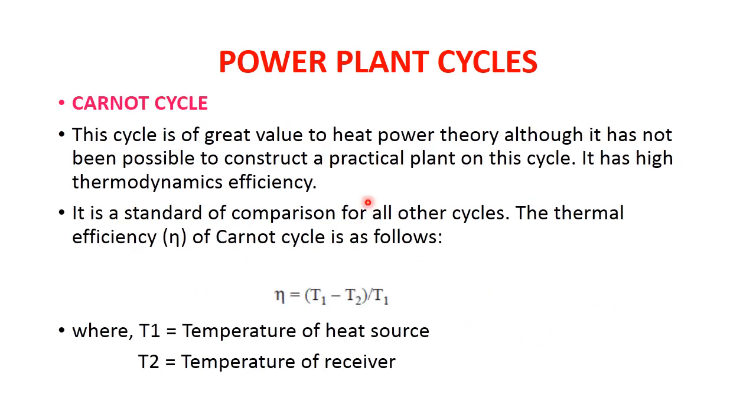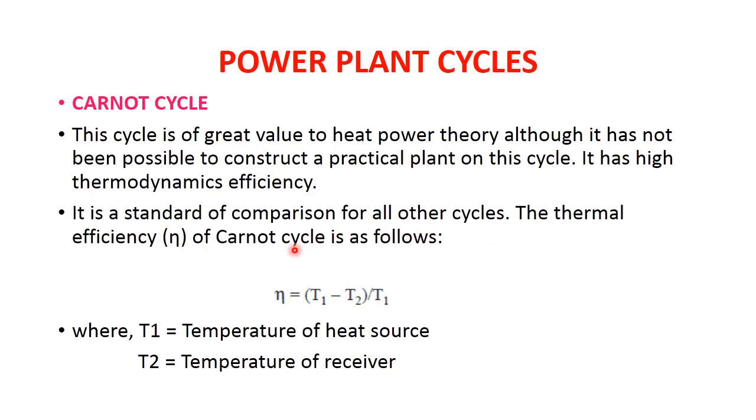We will start with our first cycle, that is the Carnot cycle. In this lecture we are limiting our theory to vapor power cycles only. This cycle is of great value to heat power theory, although it has not been possible to construct a practical plant on this cycle. So this is nothing but an ideal cycle which is related to the calculation of efficiency, and it will act as a base for all the various other cycles. It has high thermodynamic efficiency because no losses are considered and all the processes are ideal. It is a standard of comparison for all other cycles.